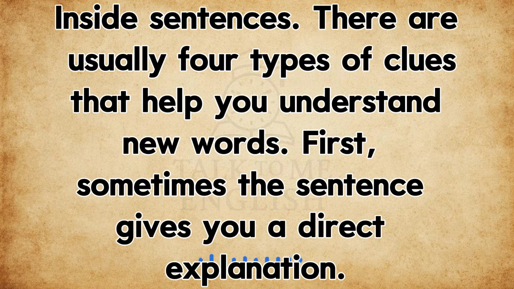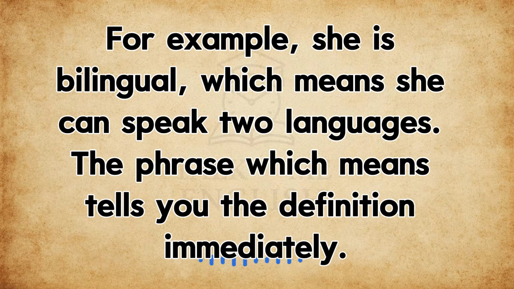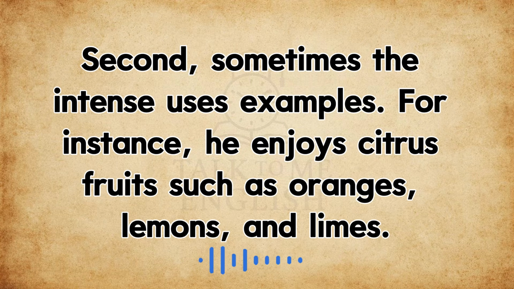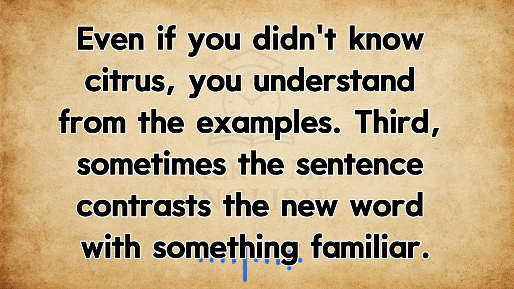Inside sentences, there are usually 4 types of clues that help you understand new words. First, sometimes the sentence gives you a direct explanation. For example, she is bilingual, which means she can speak 2 languages. The phrase which means tells you the definition immediately. Second, sometimes the sentence uses examples. For instance, he enjoys citrus fruits such as oranges, lemons, and limes. Even if you didn't know citrus, you understand from the examples.